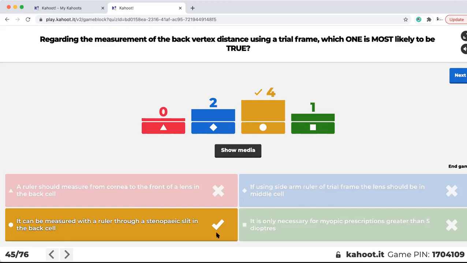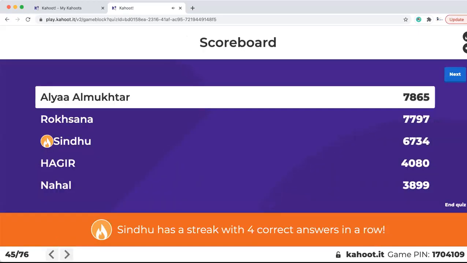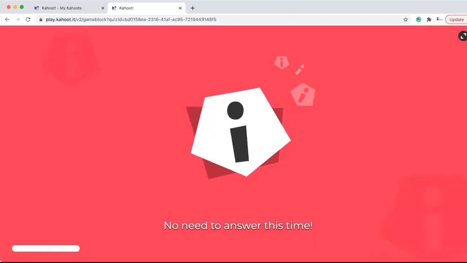And also please note that it is not only necessary for myopic prescriptions more than 5 diopters, but also for myopic and hypermetropic, or simply for any more than plus 5 diopters. We should mention the back vertex distance, like more than plus 5 or minus 5. So only the first three got it right, and let's see the explanations.